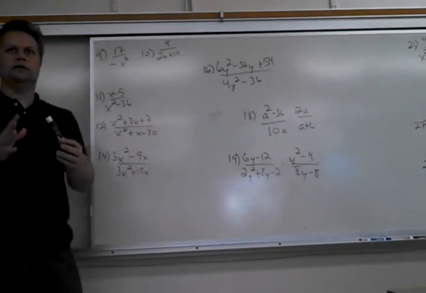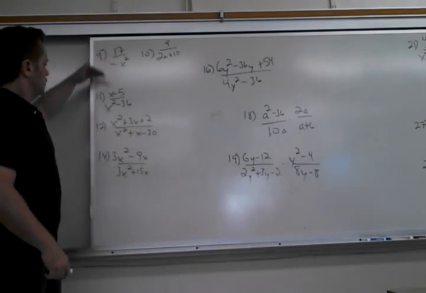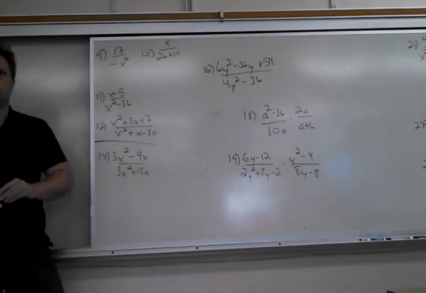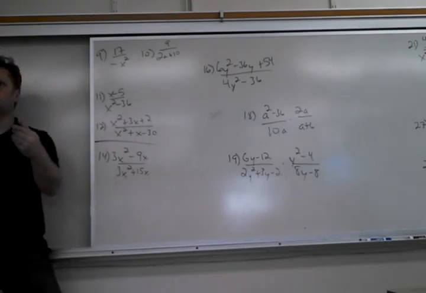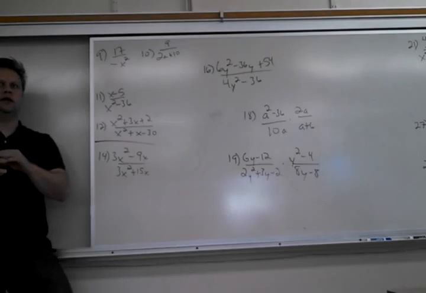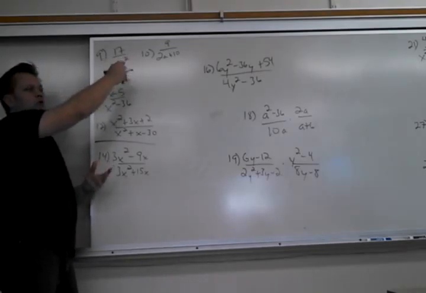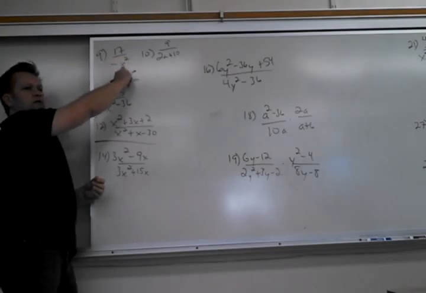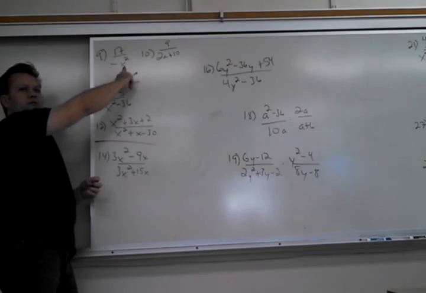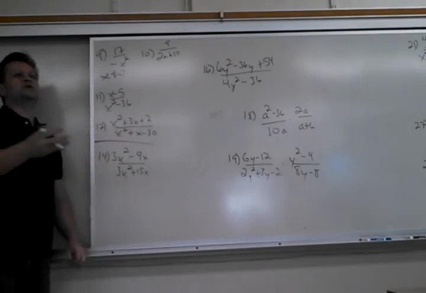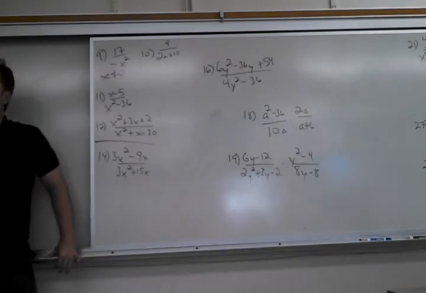Let's take a look at these. So the first one, I think it was 9 through 12, just asks what would make the bottom zero. That is what they mean when they ask what would make this undefined. So number 9, what would you make x so the bottom is zero? If you make x zero, the bottom is zero. So x can't be zero, or you say x equals zero makes it undefined, however you want to say that.